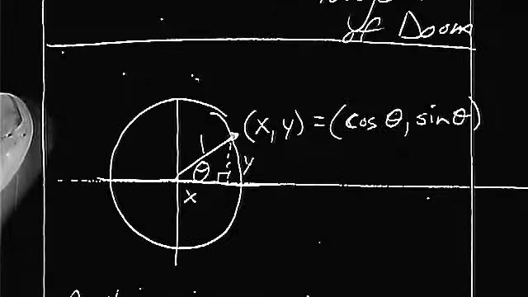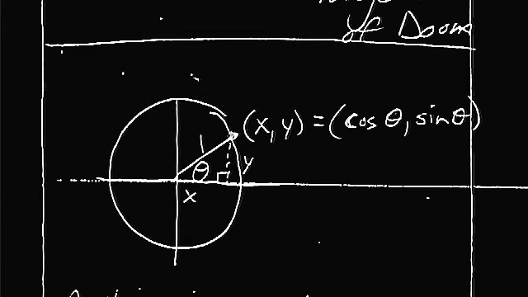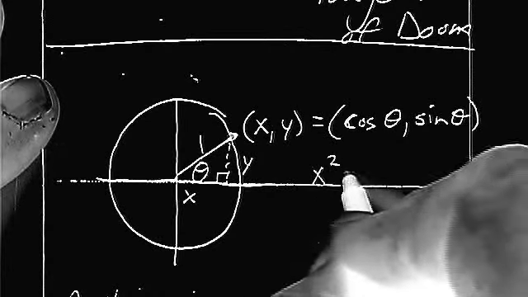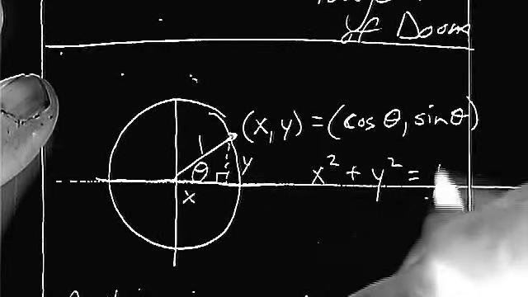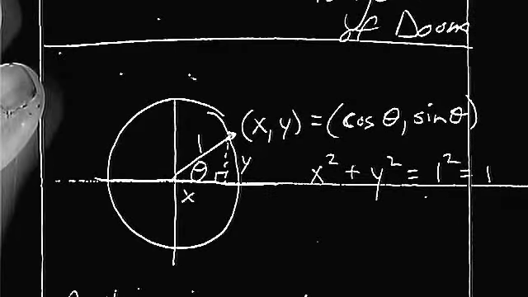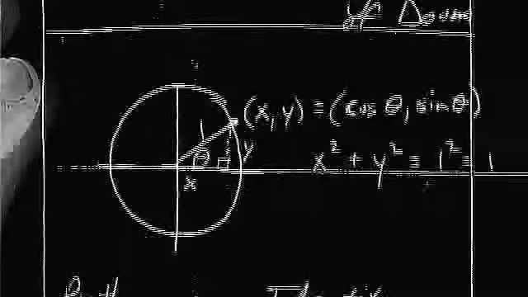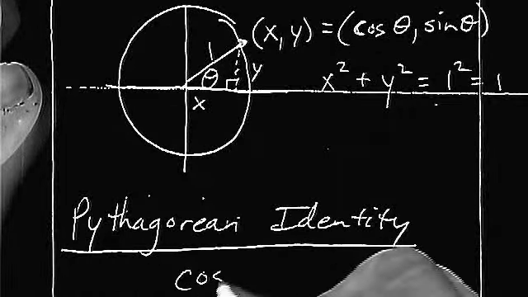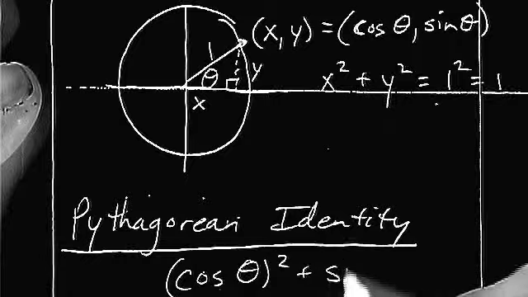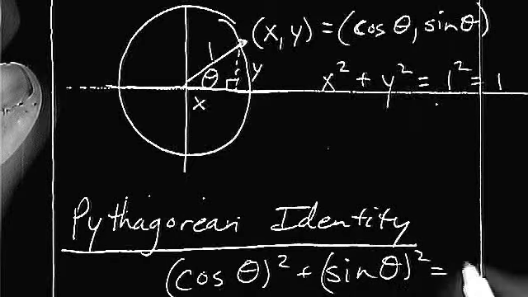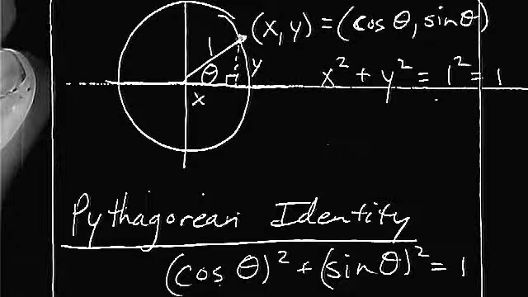So, let's see here. We've got the unit circle. Every coordinate on the unit circle has an x and a y value, a cosine and a sine. And what happens when you take the x and square it and the y and square it and add those together? Don't you get 1 squared, which is just 1 for those of you who were wondering, which is the same thing as cosine theta squared plus sine theta squared equals 1, better known as the Pythagorean identity.